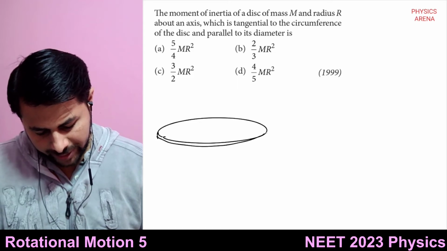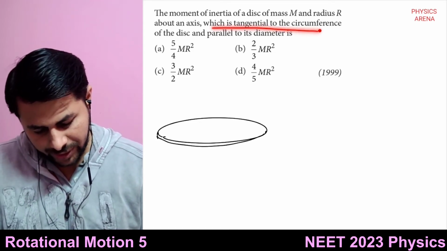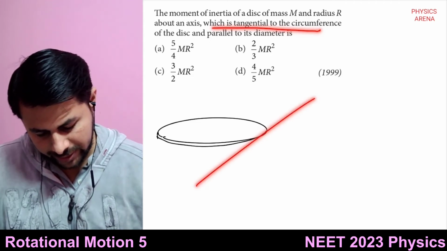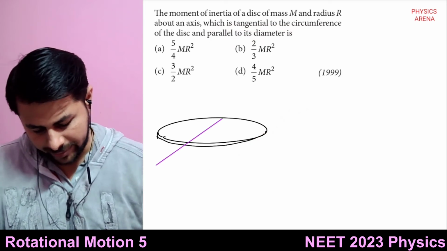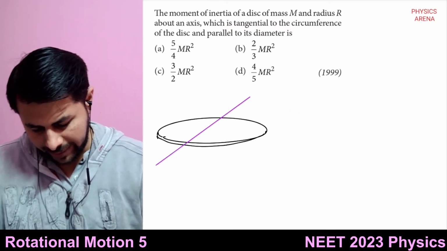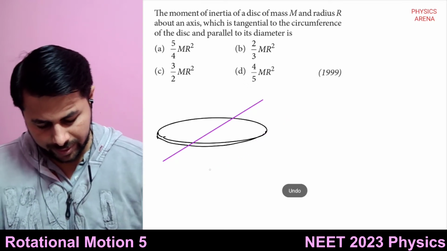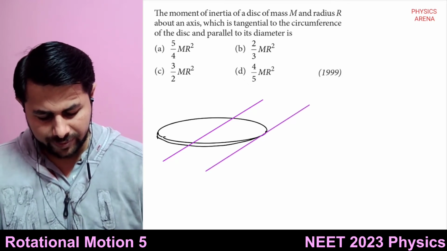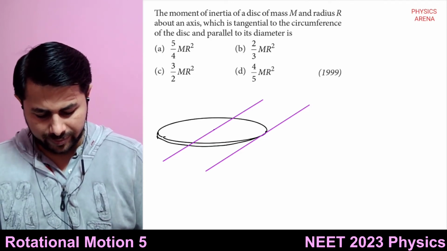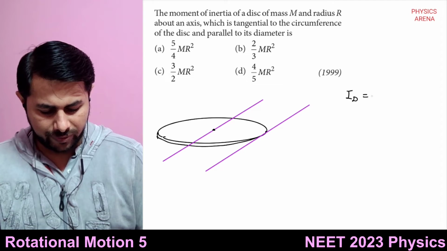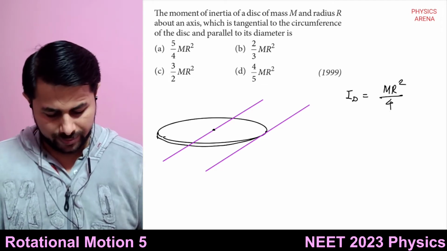We want its moment of inertia about an axis which is tangential to the circumference and parallel to the diameter. So this is the diametric axis. We want the moment of inertia about a parallel axis which is tangential. This is very simple. I_D for a disk is mr square divided by 4.